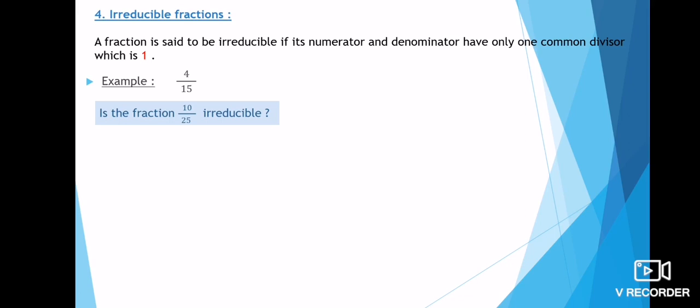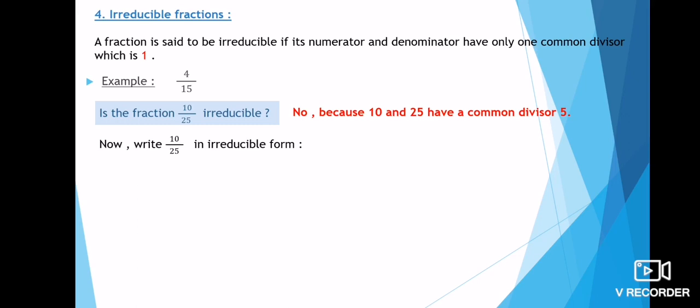Is the fraction 10 over 25 irreducible? I ask myself, can I find a common divisor between 10 and 25 using divisibility rules? Yes, 5. 5 is a divisor of 10 and 5 is also a divisor of 25. So I find a divisor other than 1 for 10 and 25. For this reason, 10 over 25 is not irreducible.